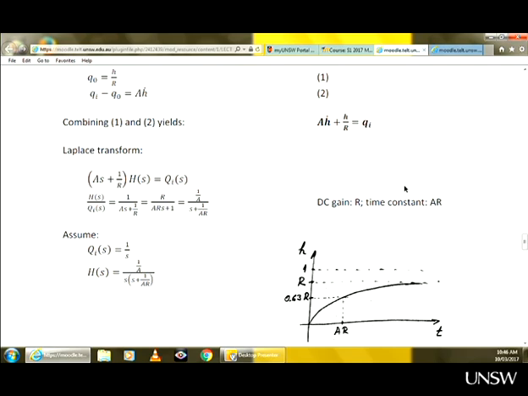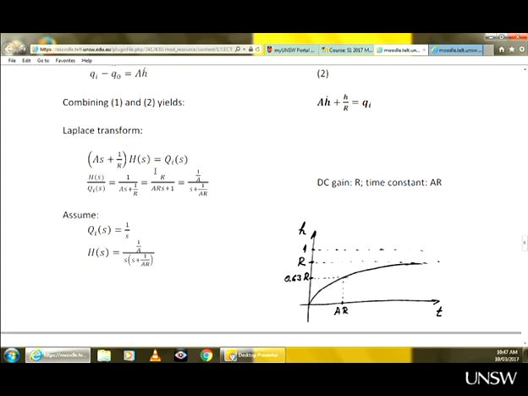Okay. Now it becomes easy. Laplace transform of the left-hand side equals Laplace transform of the right-hand side. You get H(s), you get Qi(s). Find the ratio. It's 1 over As plus 1 over R. This is neither normalized nor non-dimensional. So we can write it either like this, so it is non-dimensional, or write it like this, so it is normalized.